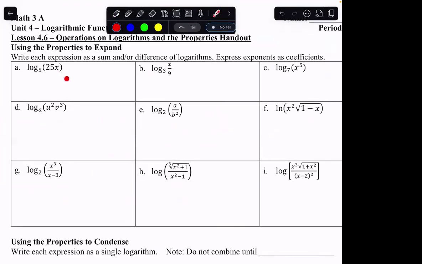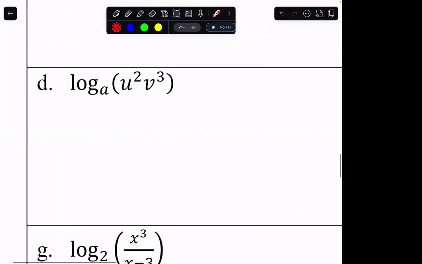In this top half, I want you to take the single logarithm that's given to you and rewrite it as the sum and or difference of more than one logarithm. And also notice I say express exponents as coefficients. So what do I mean by that? Let's look at part D together. Log base a of u squared v cubed.